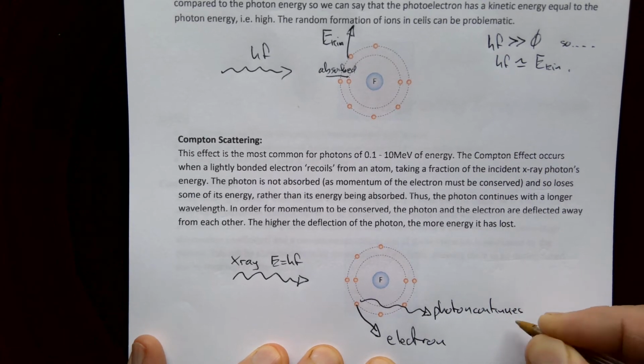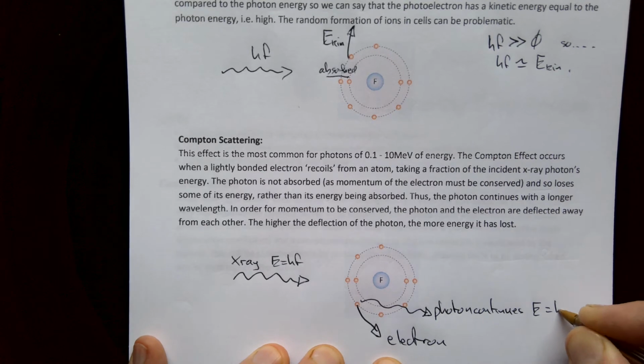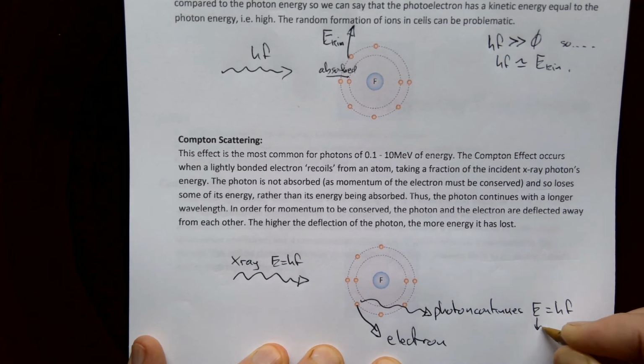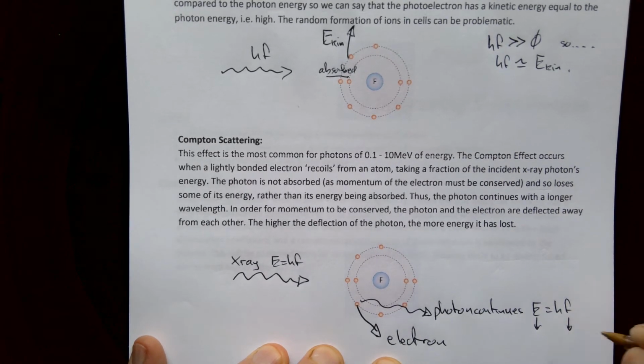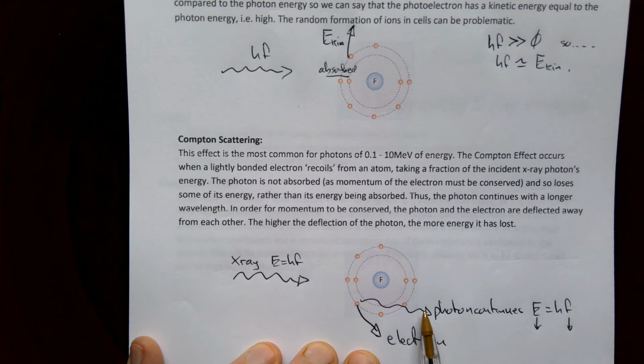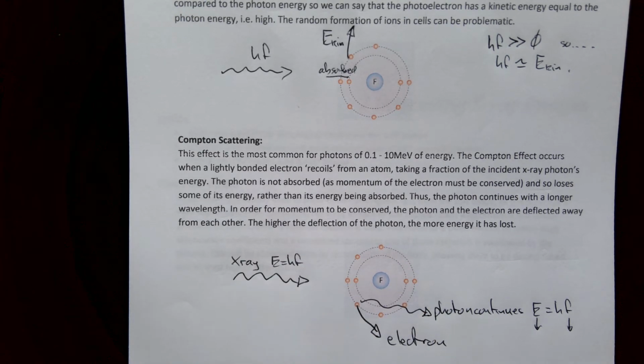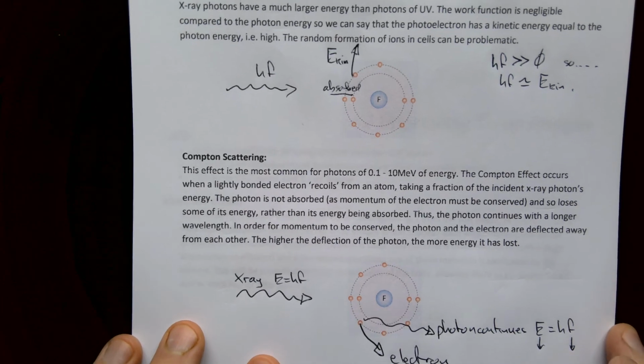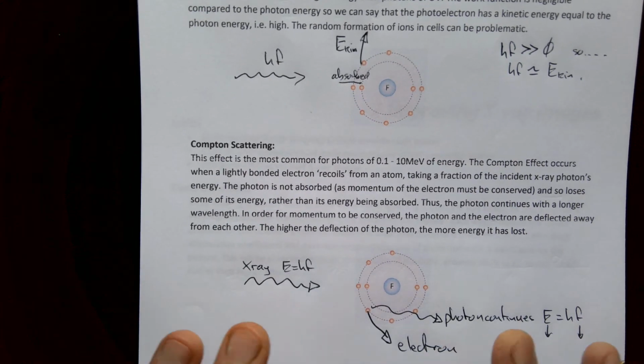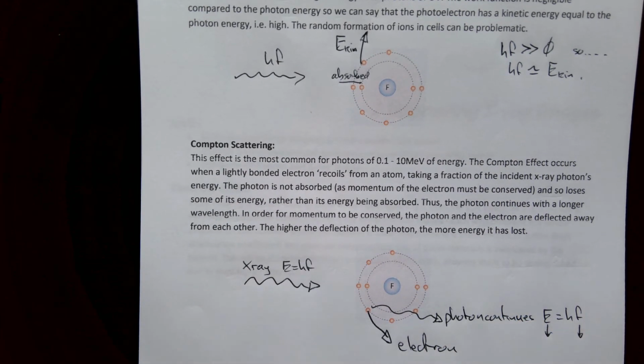But how do we get less energy? Well, if energy is down, then frequency is down. So we actually get a longer wavelength photon being emitted compared to the ones that went in. This can cause glowing and things like that, makes things appear to glow and so on. But yeah, Compton scattering is an inelastic collision.